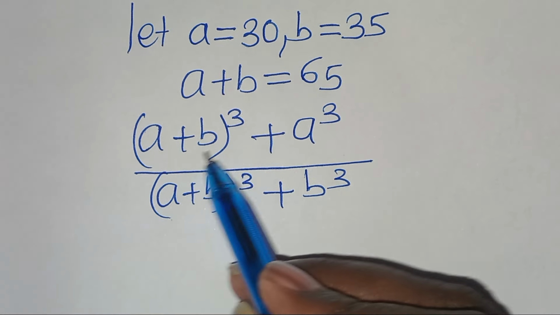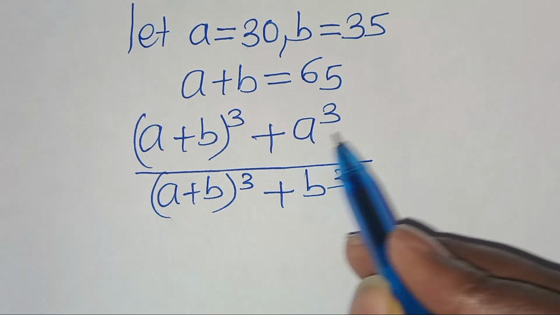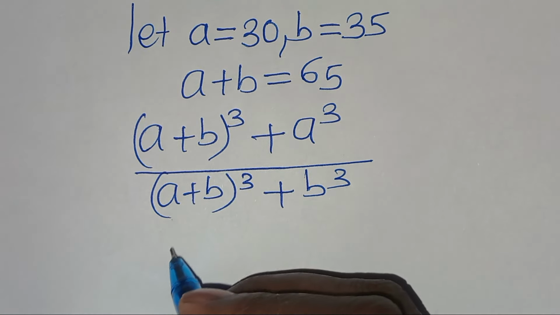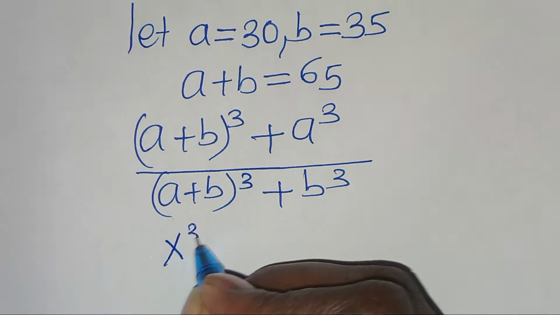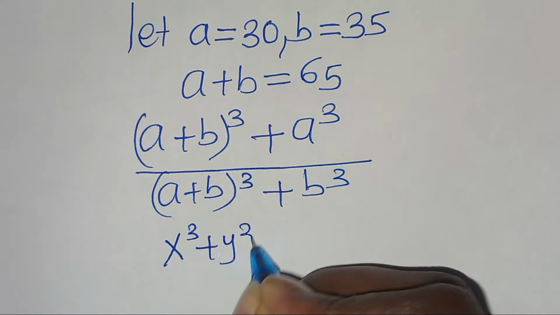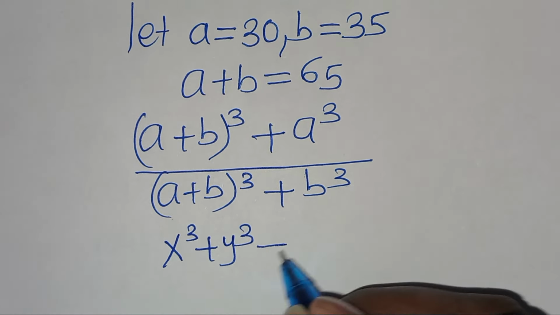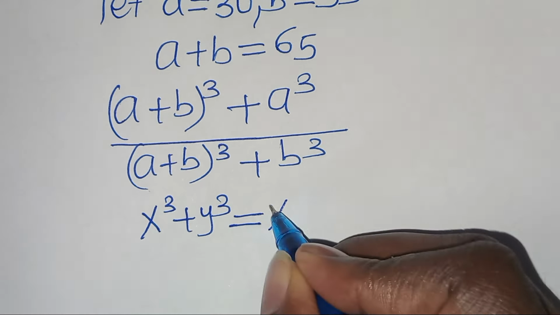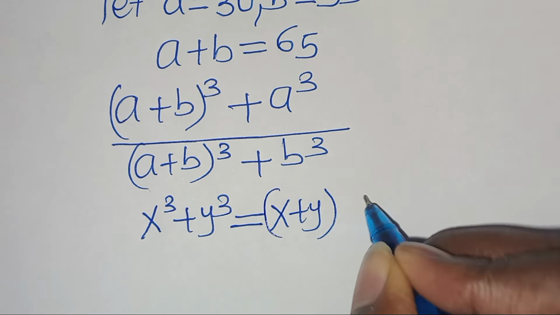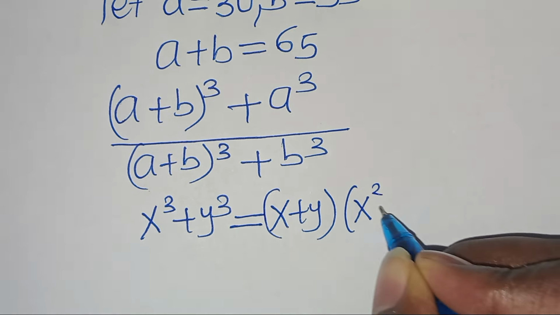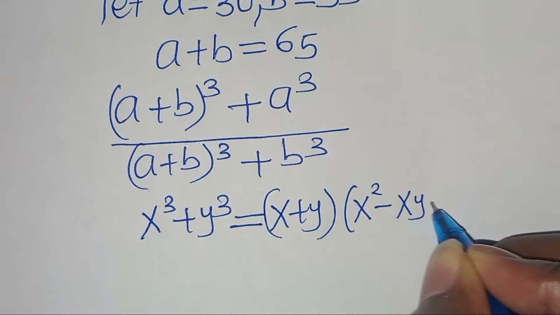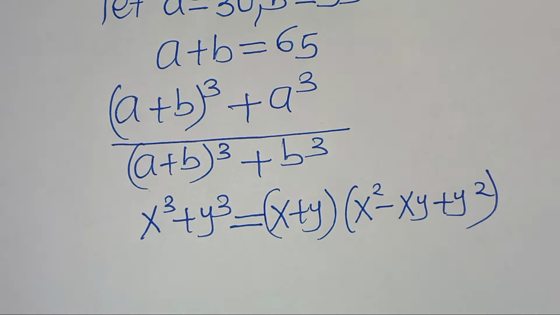Now we have A plus B to the power of 3 plus A to the power of 3. This is in the form of x to the power of 3 plus y to the power of 3. This is the sum of two cubes, which we can express as x plus y multiplied by x squared minus xy, then plus y squared.